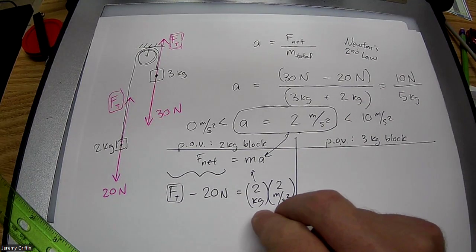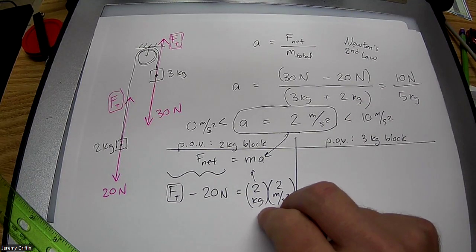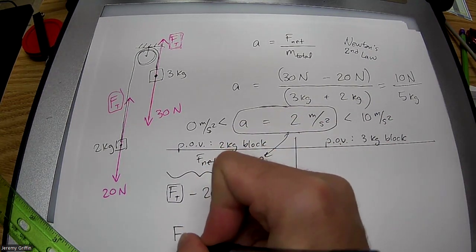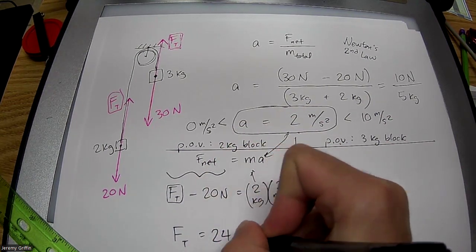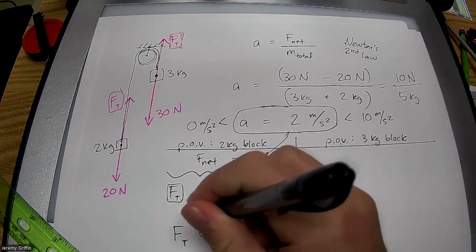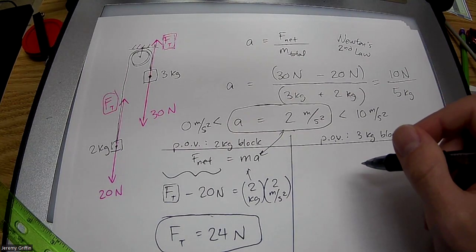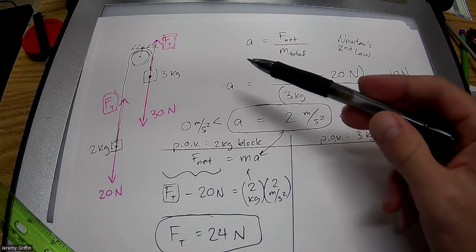That's my physics. 2 and 2 is 4. Guys, if this is 4 newtons, and you add the 20 over, what does that tell you is the tension? 24 newtons. That's right. 24 newtons. All right, what if instead you pick the other block, the 3 kilogram block?